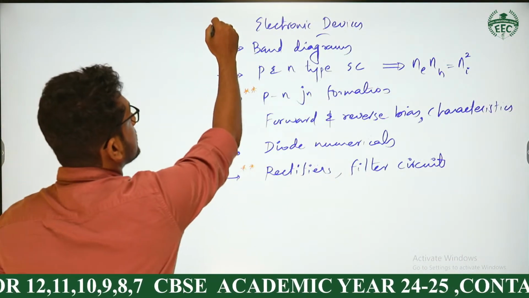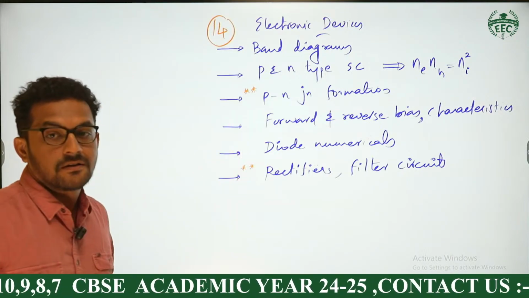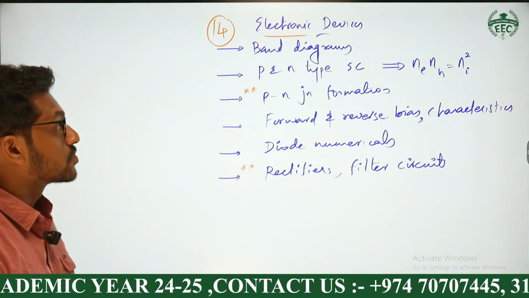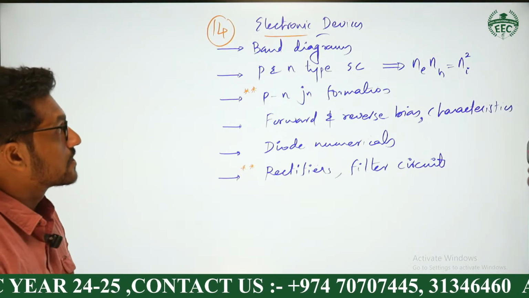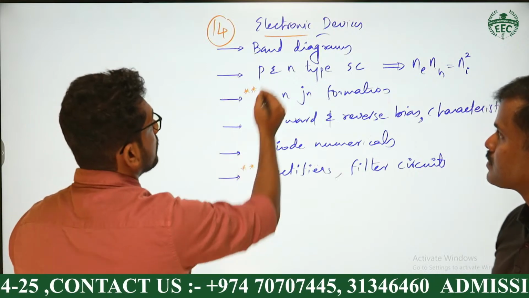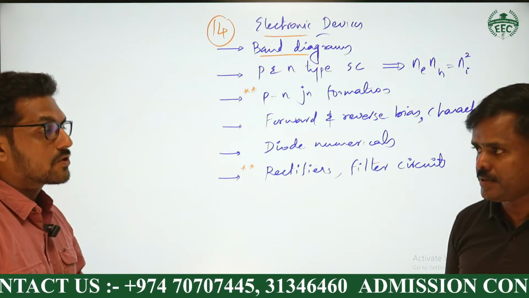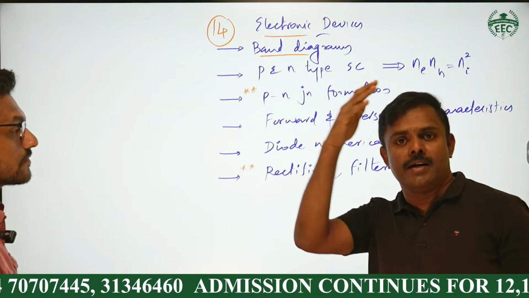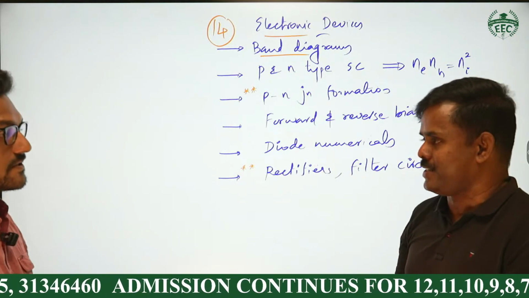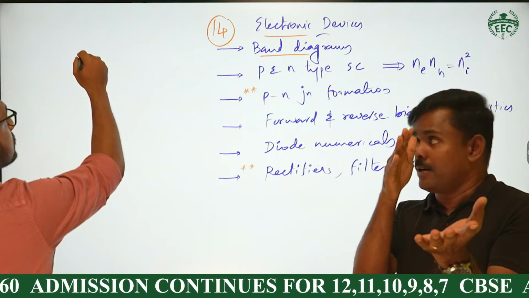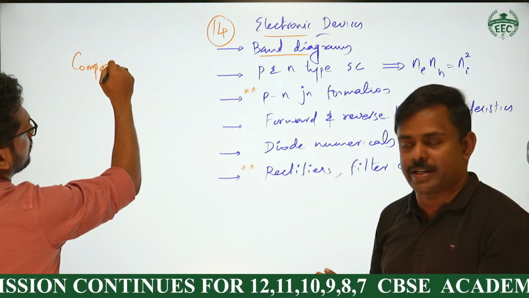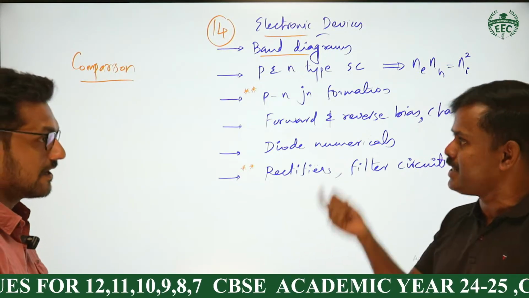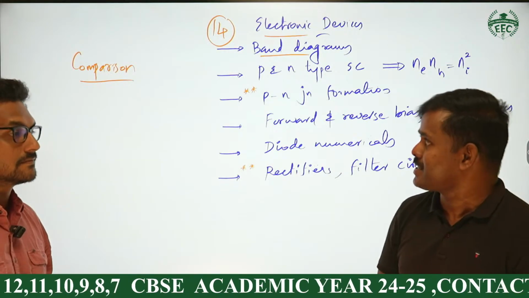Now, this is the 14th chapter, the last chapter of our physics, and that is electronic devices and semiconductors. There will be a question from band diagrams. They might ask you to draw the band diagram for conductors, insulators and semiconductors. They might even ask about intrinsic and extrinsic semiconductors, and a comparison of band diagrams of conductors, insulators and semiconductors on the basis of band theory. That's an important question.